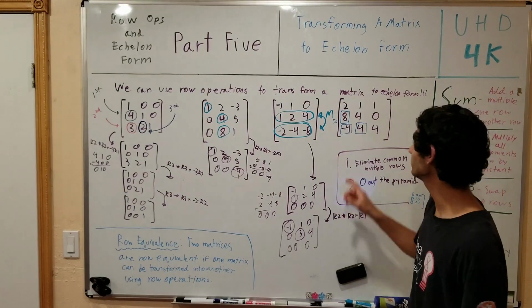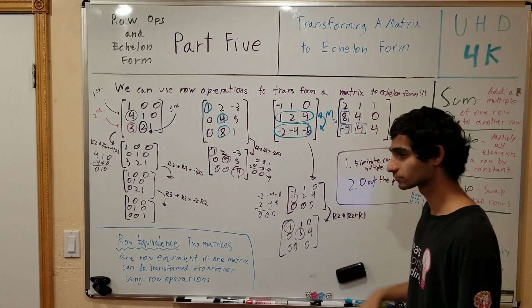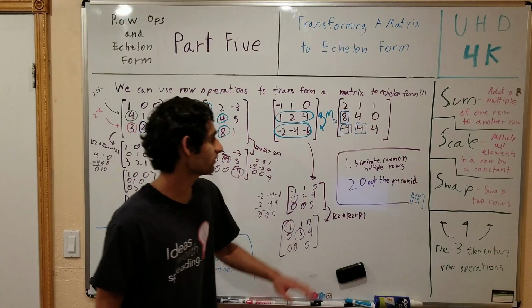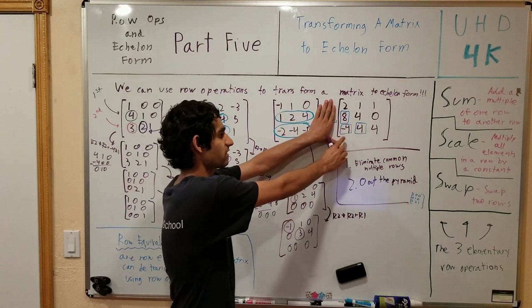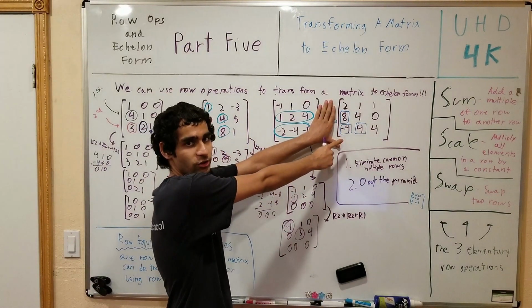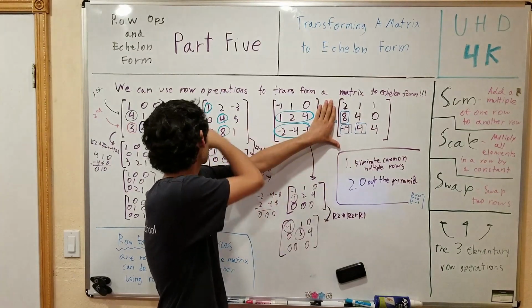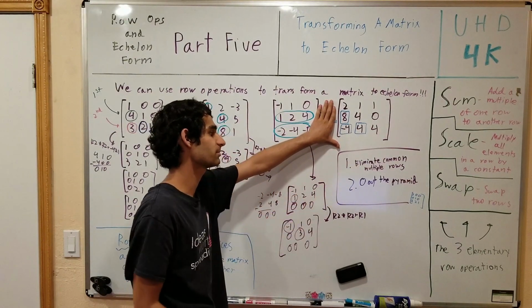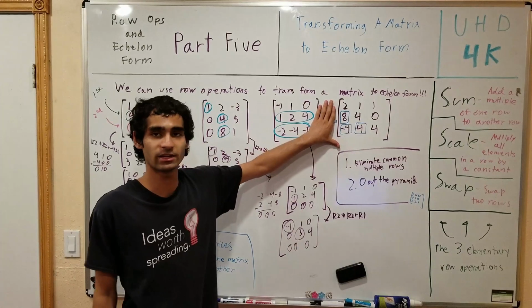Now, I have this matrix over here. Why don't you pause the video and try reducing this matrix to echelon form using the trick we learned: eliminating common multiple rows and then zeroing out the pyramid.